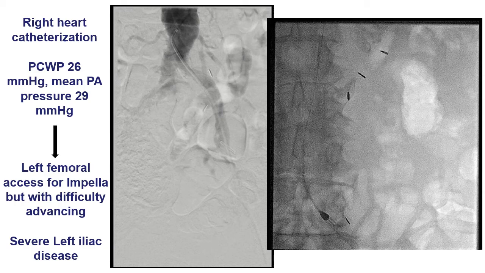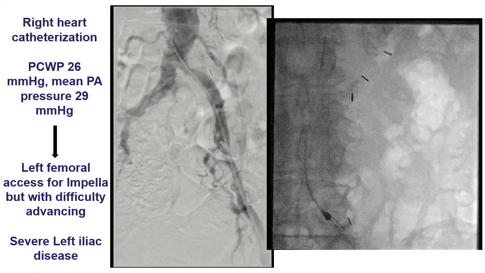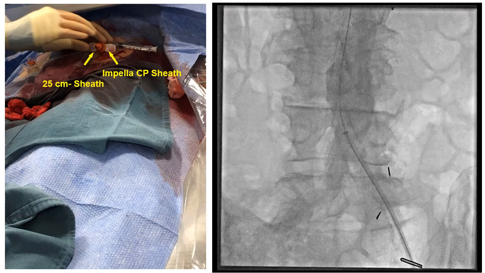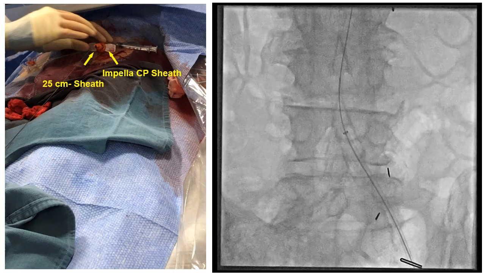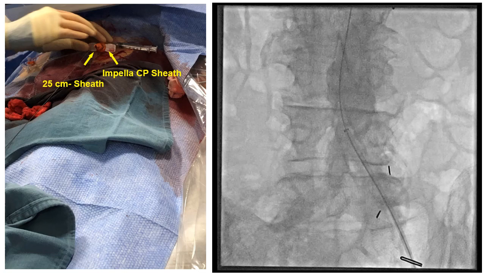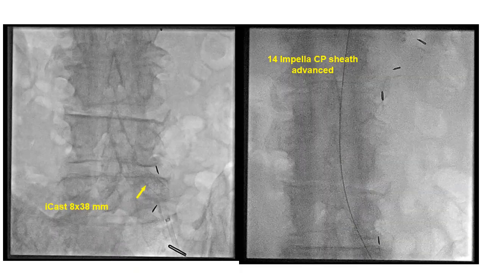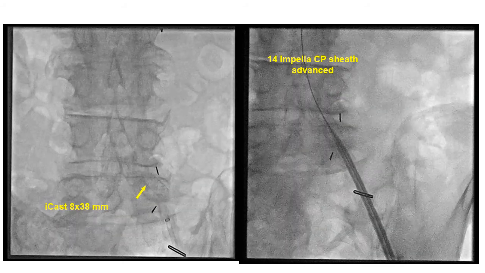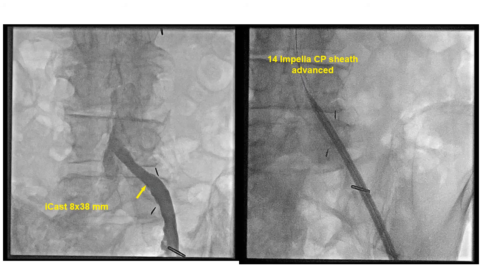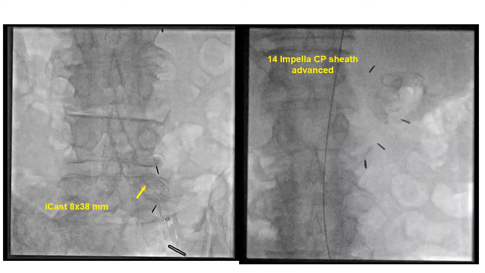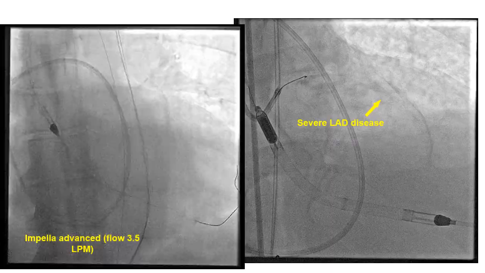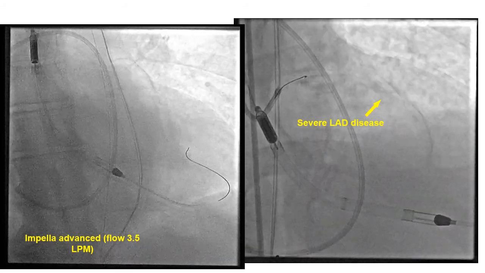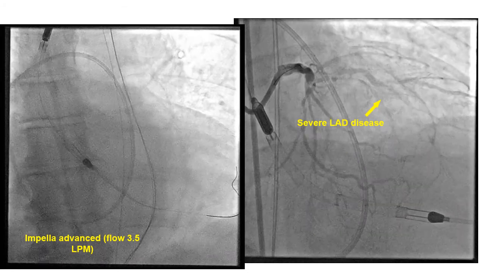So we accessed the left femoral artery, but we had difficulty advancing. And with angiography, it showed severe left iliac disease. So we decided to place a stent to help advance the Impella sheath. We used an iCAST covered stent, 8 by 38 millimeters, and after that we could easily advance the Impella sheath. Impella was placed and flow started at 3.5 liters per minute.